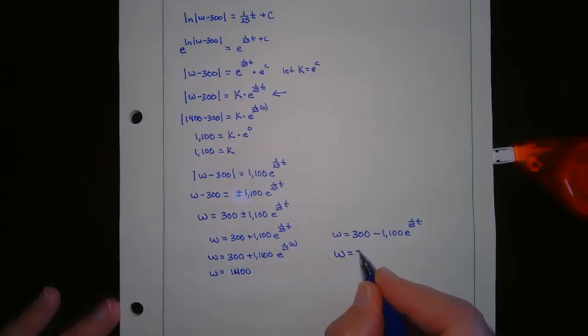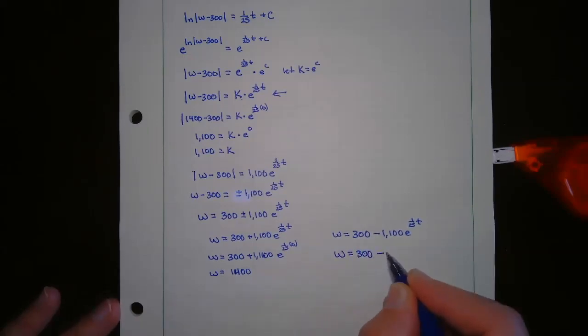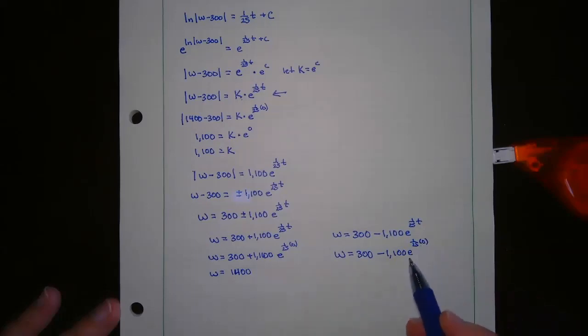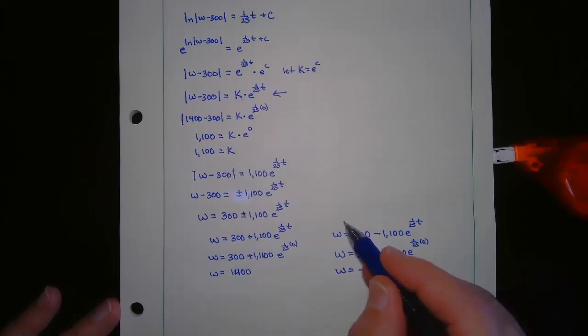Okay, so W is equal to 300 minus 1100 e to the 1 over 25 times 0, right? And that's going to be 0. That's going to be e to the 0. And e to the 0 is 1. And so 300 minus 1100, that just gives you negative 800, which isn't the value that we're supposed to be getting, right? We're supposed to be getting 1400, right? So guess what? This is not our answer.